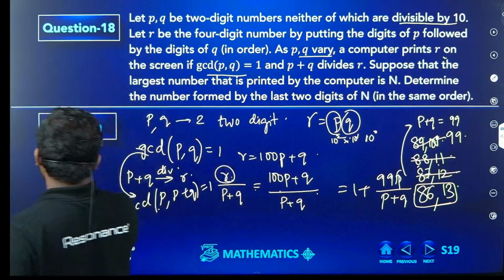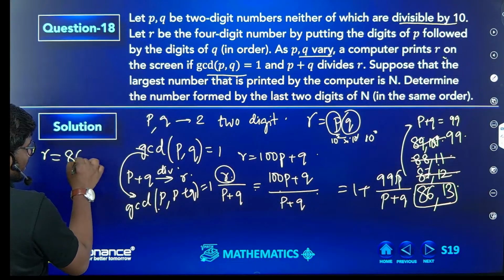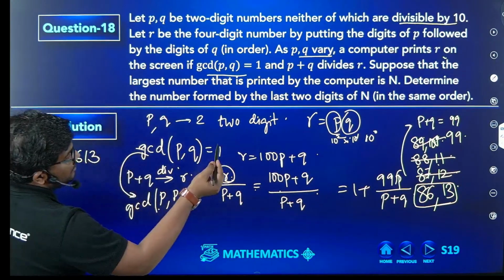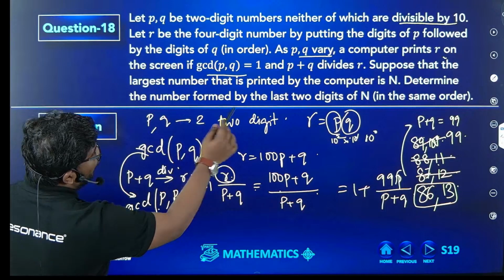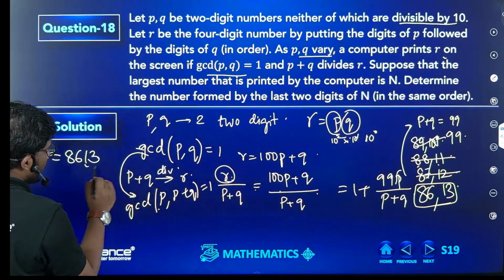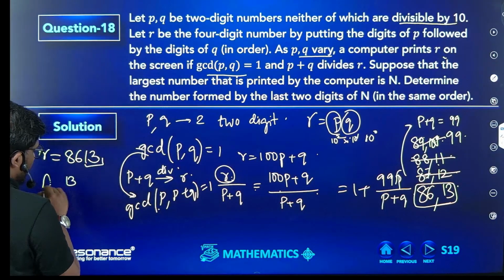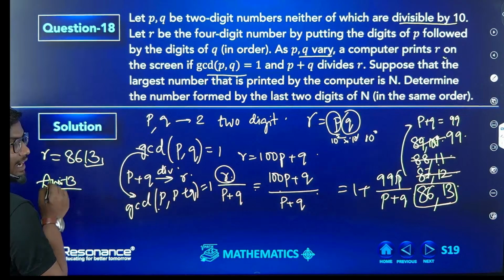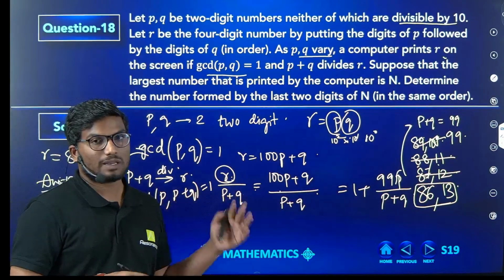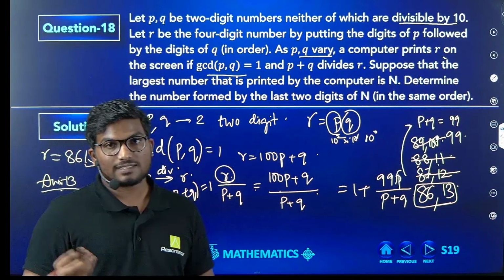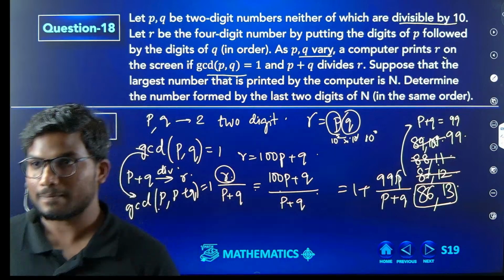So when we put them in order, 8613. Now we're asked to find the number formed by the last two digits of N. So 13 is our answer. Correct? This problem is nothing but GCD manipulation. Now our senior faculty Kamlesh sir will take over.